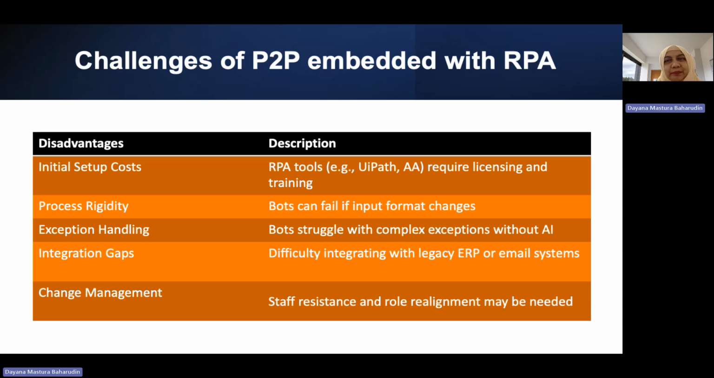Okay, both cost money. And then we have process rigidity. Bots can fail if input format changes. Okay, whatever you program the bots to do, if you change something due to maybe some tax laws change or whatever, then the bots will not function properly. So you need to stop the program if there are any changes. So that's why you need to have SAP consultants or Oracle consultants at hand.